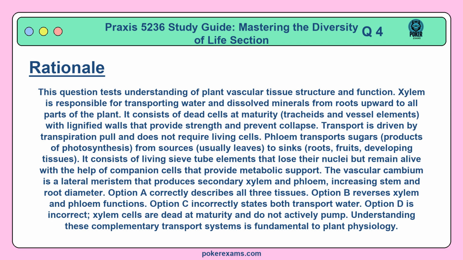Phloem transports sugars, products of photosynthesis, from sources, usually leaves, to sinks: roots, fruits, and developing tissues. It consists of living sieve tube elements that lose their nuclei but remain alive with the help of companion cells that provide metabolic support. The vascular cambium is a lateral meristem that produces secondary xylem and phloem, increasing stem and root diameter. Option A correctly describes all three tissues.